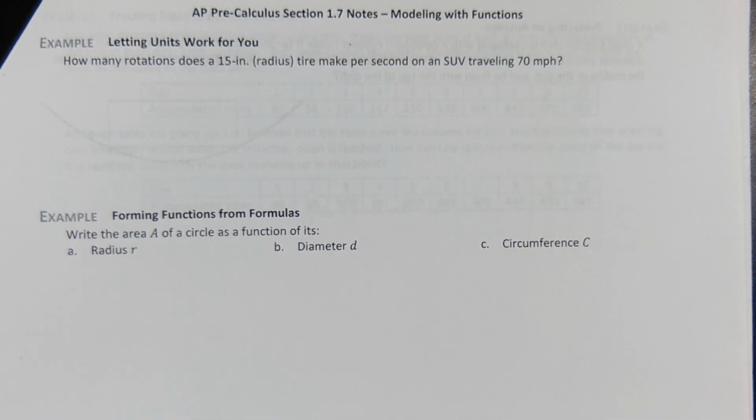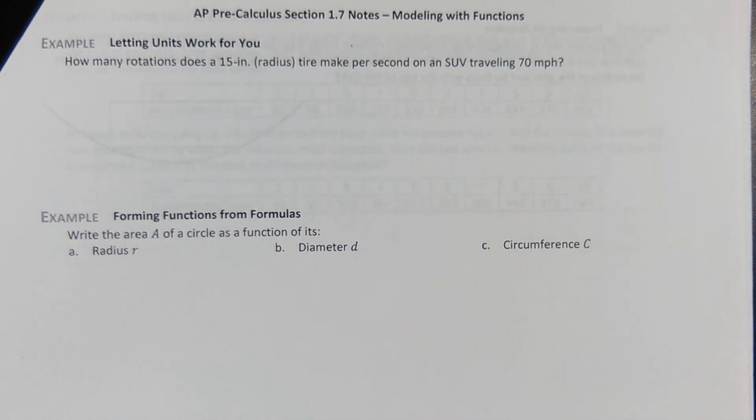This first question, any of you that have already taken chemistry, you're familiar with questions like this. Dimensional analysis, I think that's what it's called in chemistry. It's unit conversion. Let's be real. It's unit conversion, okay? This first question says, how many rotations does a 15-inch radius tire make per second when an SUV is traveling 70 miles per hour? We are literally trying to convert between miles per hour and rotations per second. I'm going to call them rots per second, okay?